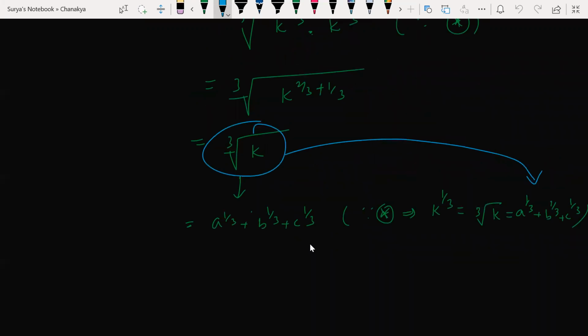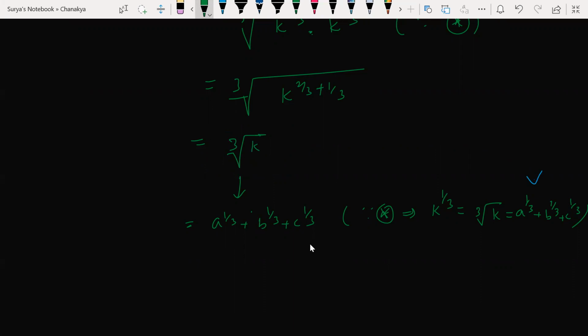Please talk loudly. Sir, in place of 3, if 2 was there, then k to the power 1 by 2. Hmm. So in place of 3, if 2 was there, then we would get k to the power 1 by 2. Yes, that is what I told several times. Yes, you are right.